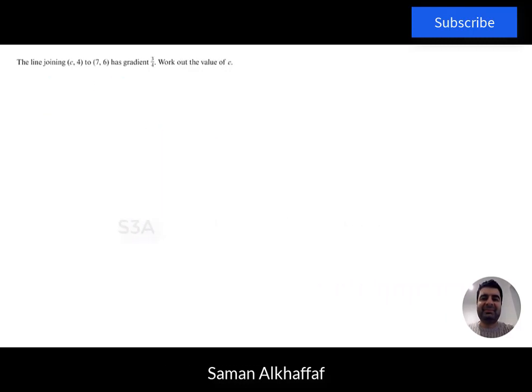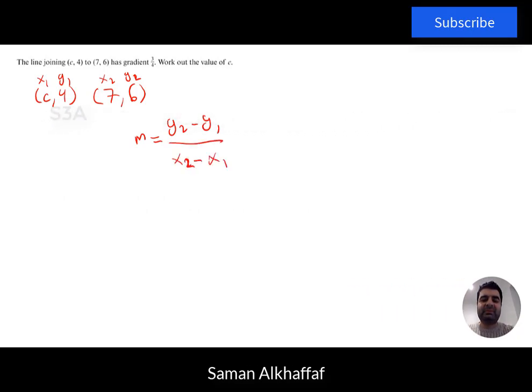In this example, the line joins the two points c and 4, which are x1, y1, and the second point, 7 and 6, which represent x2, y2. We have the gradient being equivalent to y2 take away y1 over x2 take away x1, and the gradient is 3/4, so that would be 3 over 4 equals 6 take away 4 over 7 take away c.